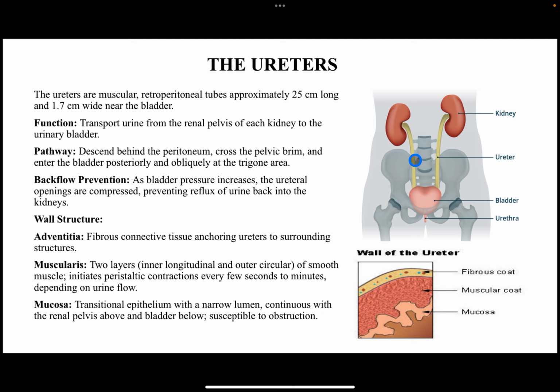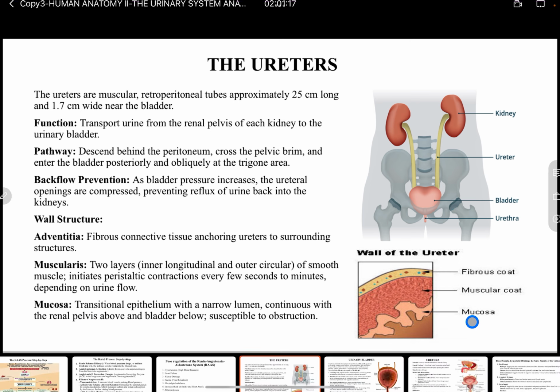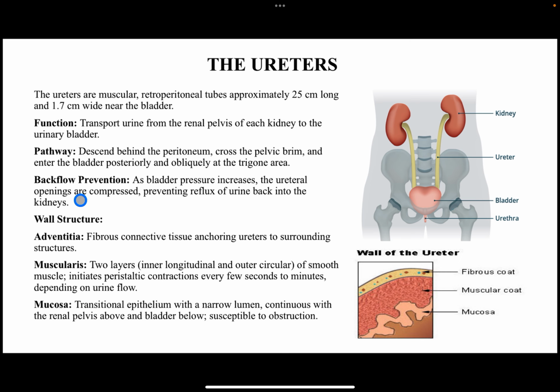Now, in terms of the wall structure of the ureter, it has 3 layers. We have the outermost layer, which is a fibrous coat, which we also call the adventitia. We have the middle layer, which is a muscle coat, which we also call the muscularis, and then we have the innermost layer, which is called the mucosa. So these are the layers of the ureters: the adventitia, the muscularis, and the mucosa. The adventitia is the fibrous connective tissue anchoring the ureters to surrounding structures, the outermost layer.